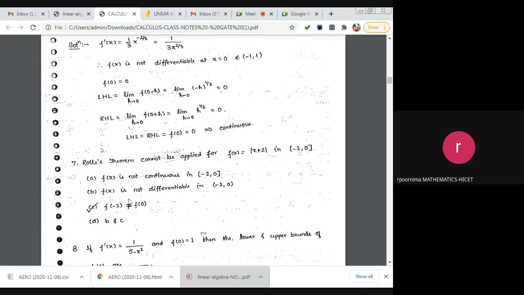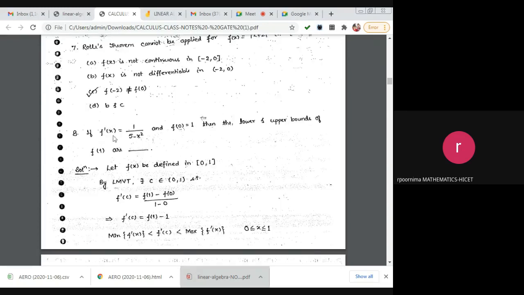Okay. Then Rolle's theorem cannot be applied for f of x equal to modulus of x plus 2 in the closed interval minus 2, comma 0. That means f of minus 2 is not equal to f of 0. That is, it is not continuous. Okay, so if any function is not continuous, then definitely it will not be differentiable.